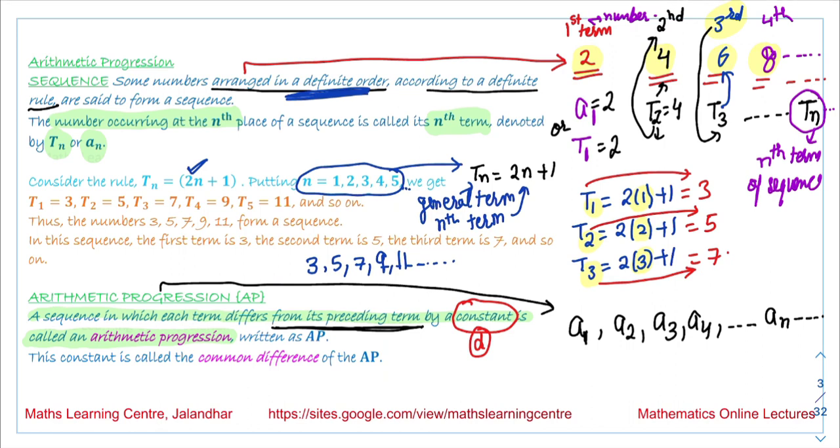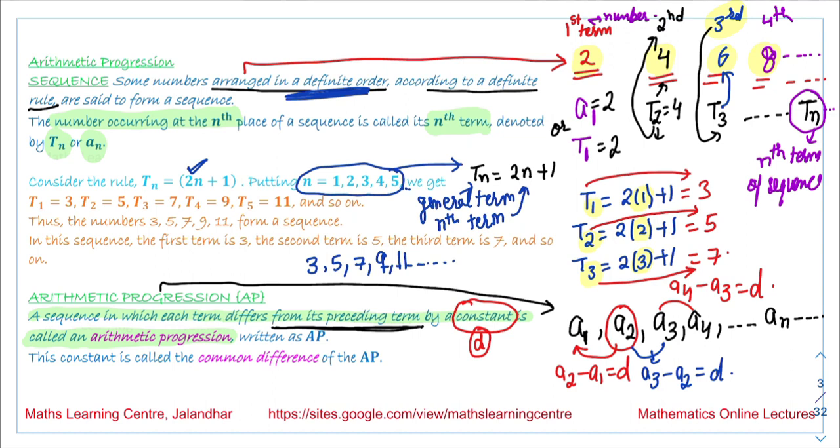Now what this definition is saying is, A2 differs from A1 by this constant value d. Next, A3 differs from A2 by the constant value d. Next, A4 differs from A3 by this constant value d.